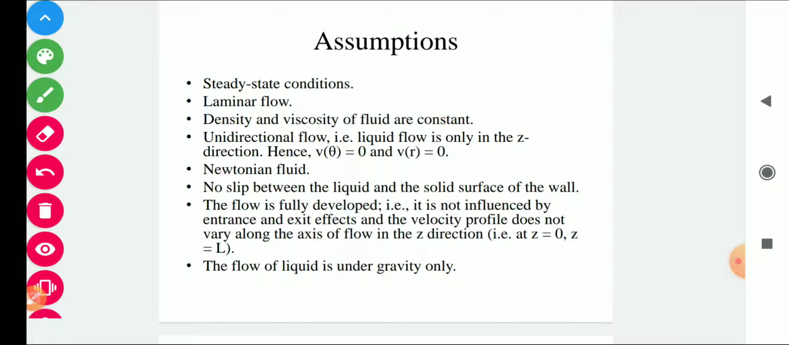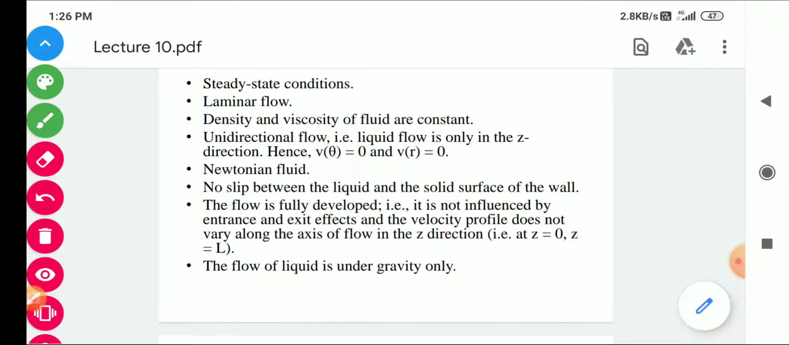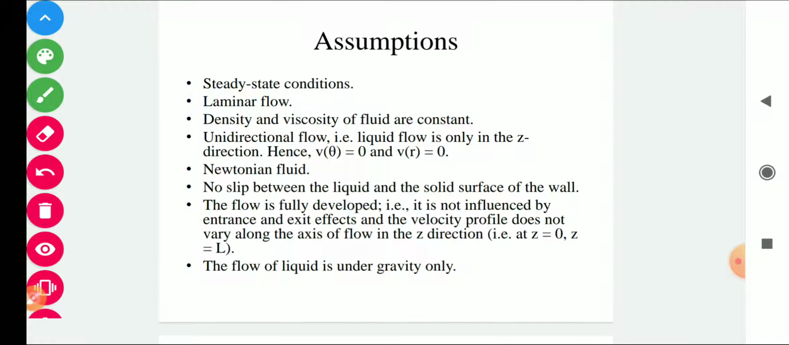The flow is unidirectional. It means there is only Vz, and the radial movement and the angular movement of the fluid is 0. It means V theta and Vr are equal to 0, and there is only one component of velocity, that is Vz. The fluid is Newtonian, so that we can apply Newton's law of viscosity. It means the fluid layer which is in contact with the solid wall has 0 velocity.